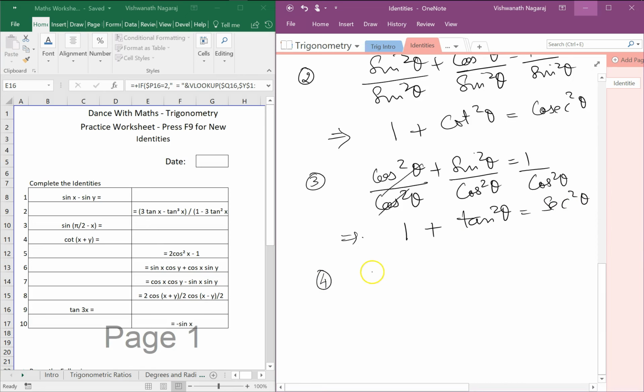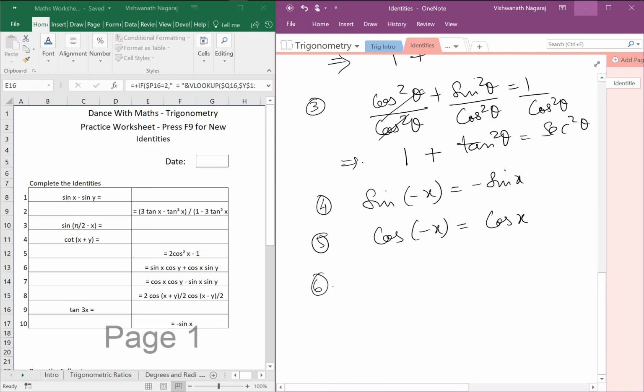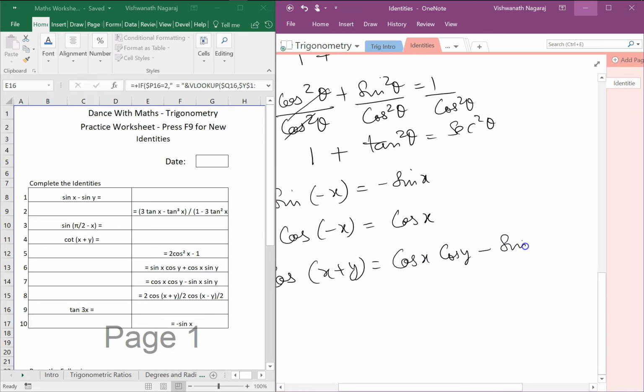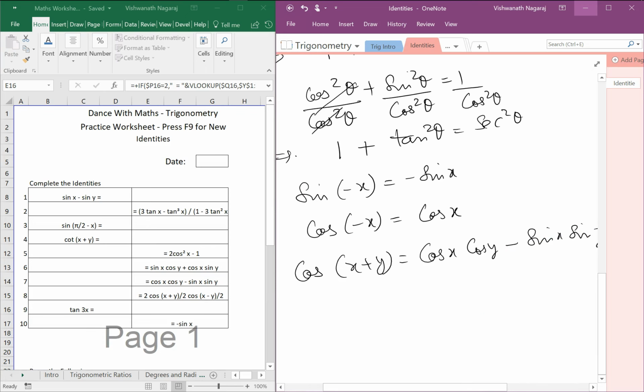Now apart from this, we have already seen in the previous session, sin minus x is equal to minus sin x, cos minus x is equal to cos x, then cos (x plus y) is equal to cos x cos y minus sin x sin y. Please go through the proof of this because this is important.